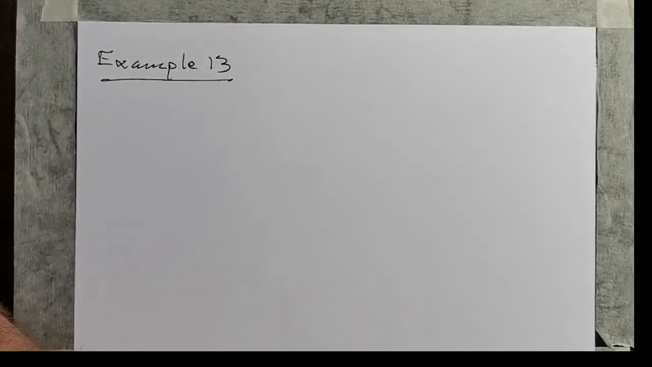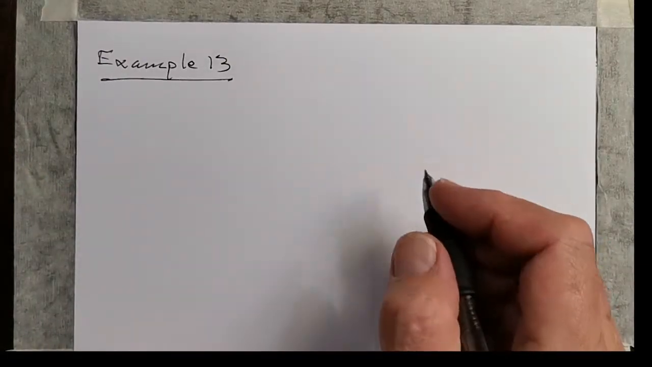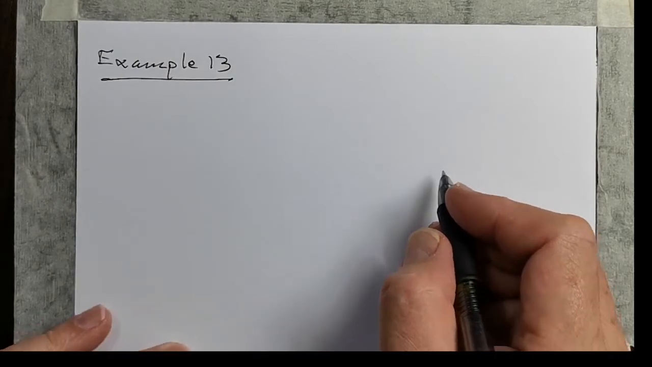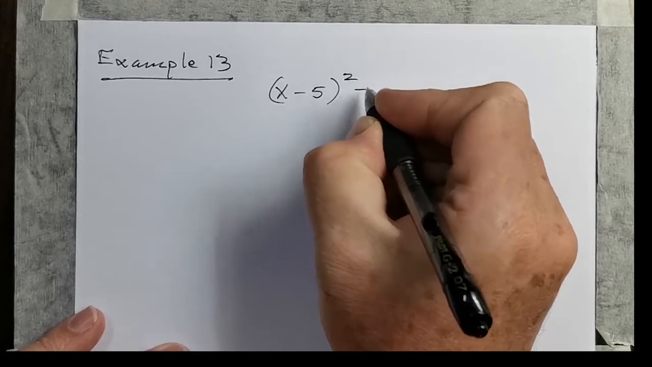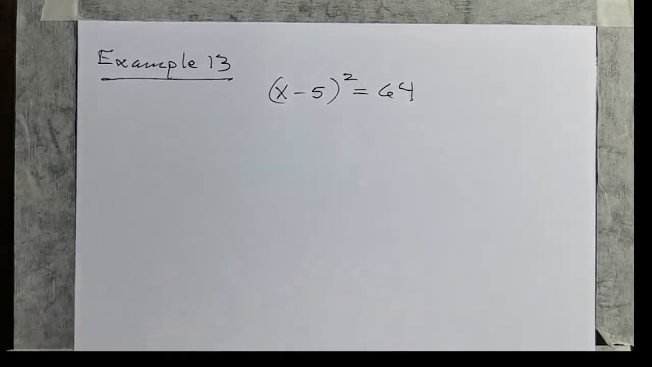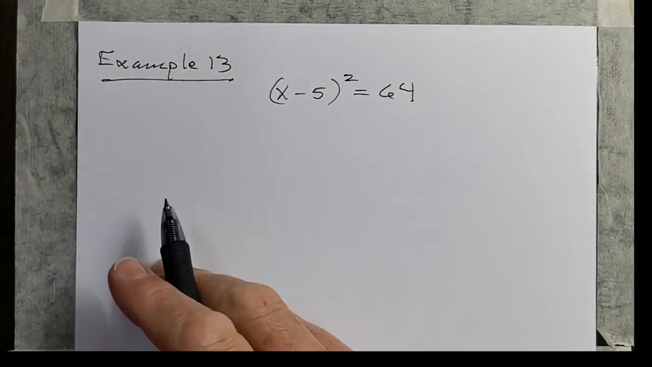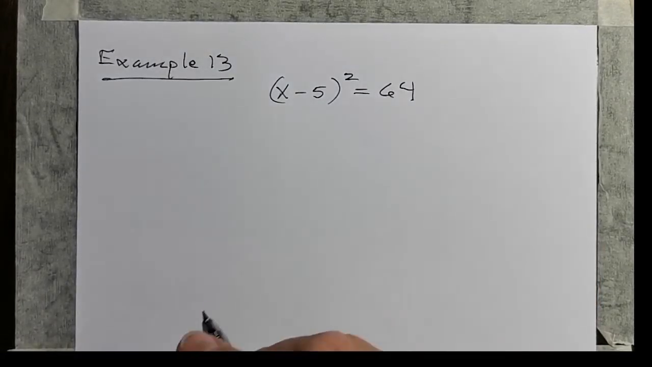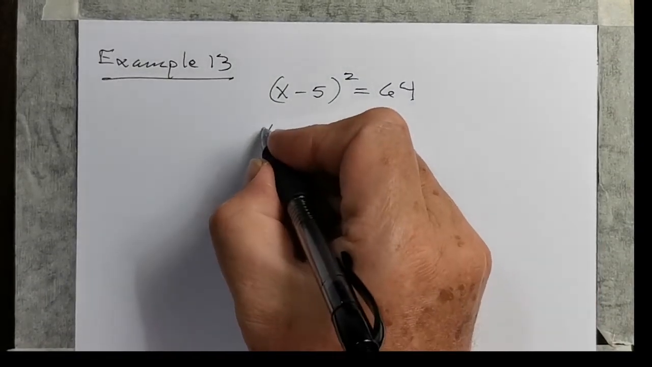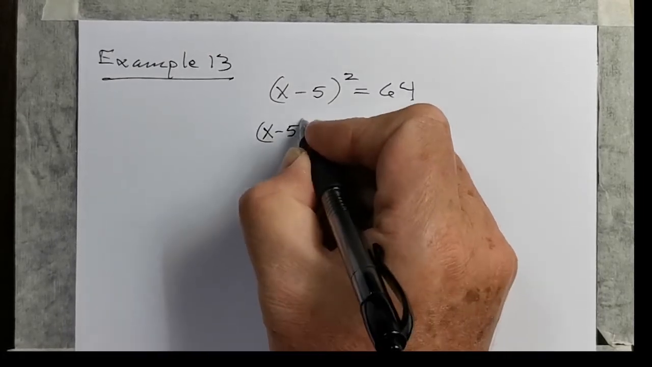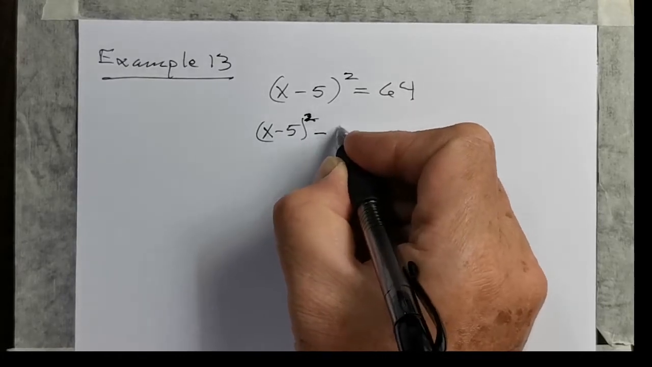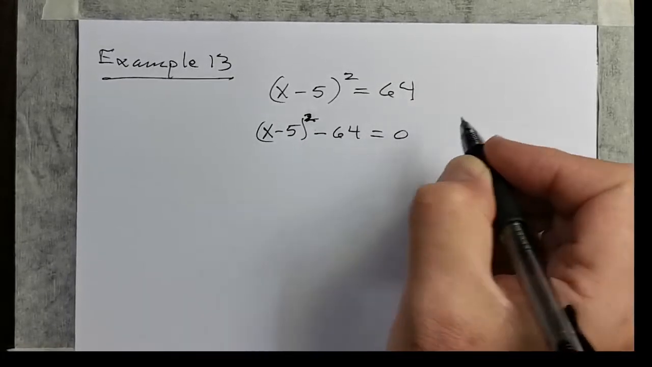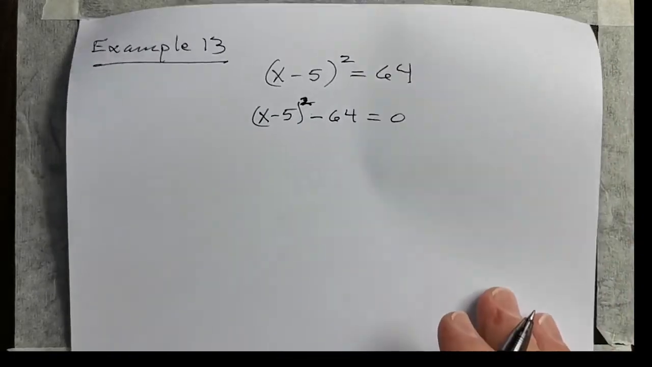Example number 13. x minus 5, quantity squared, equals 64. How about this one? Again, bring the 64 to the left, set it equal to 0, solve for x. x minus 5, quantity squared, minus 64 equals 0.